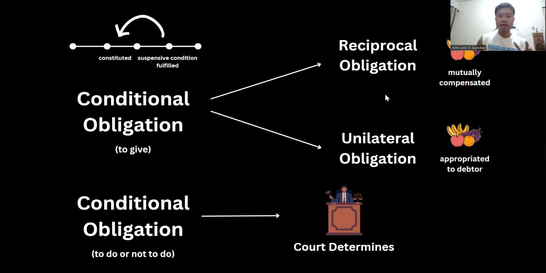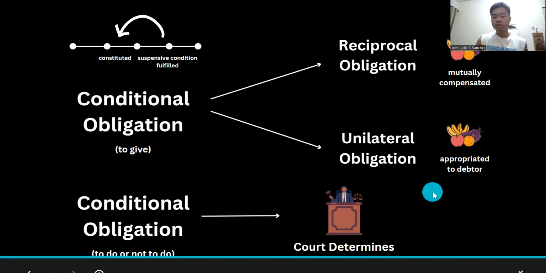To summarize, retroactivity means to reinterpret the past, or rather, assume that the thing happened on the constitution date, when it was agreed. Secondly, for conditional obligations to give, if it's reciprocal, the fruits and interests are mutually compensated. But for unilateral obligations, they are appropriated to the debtor. And lastly, for conditional obligations to do or not to do, the court determines the effect. So I hope that helps.